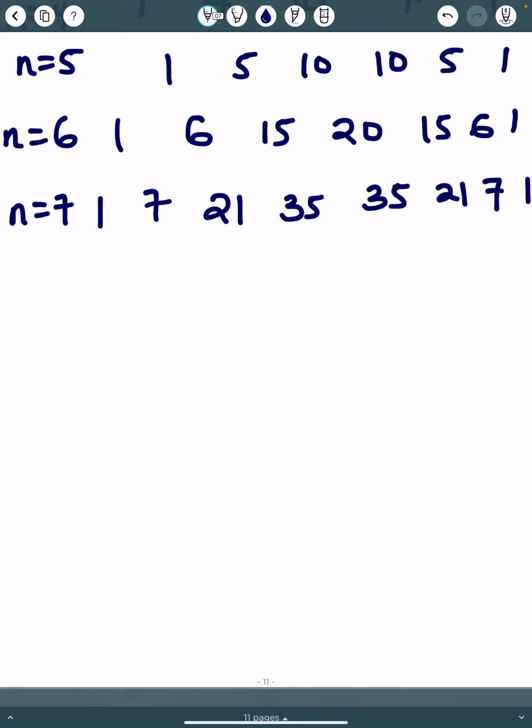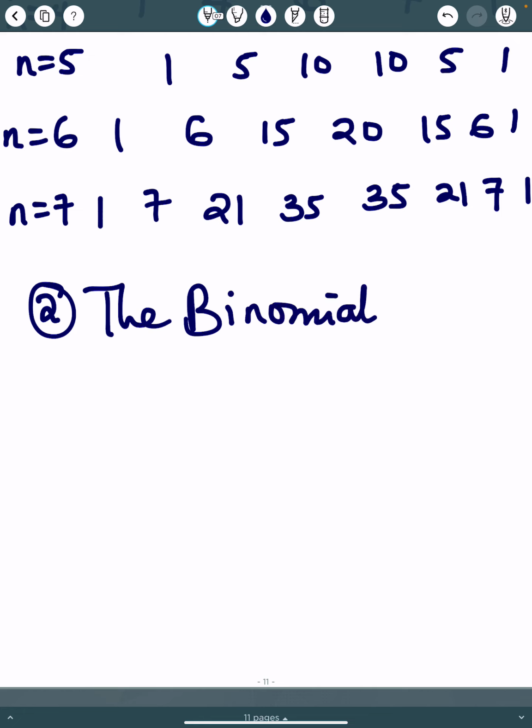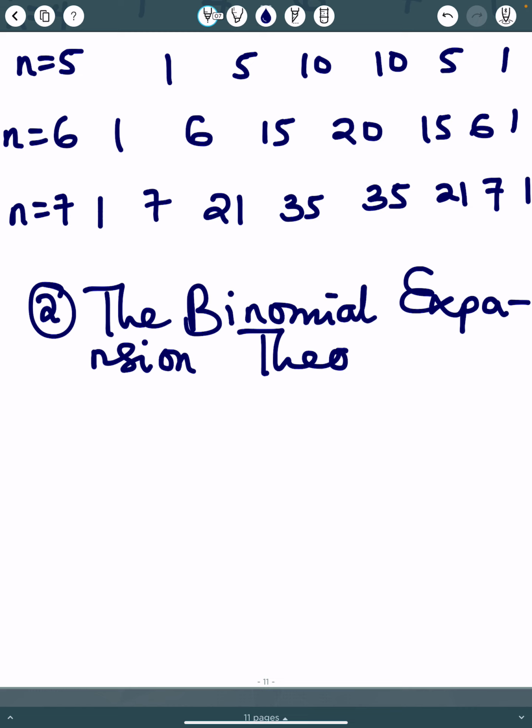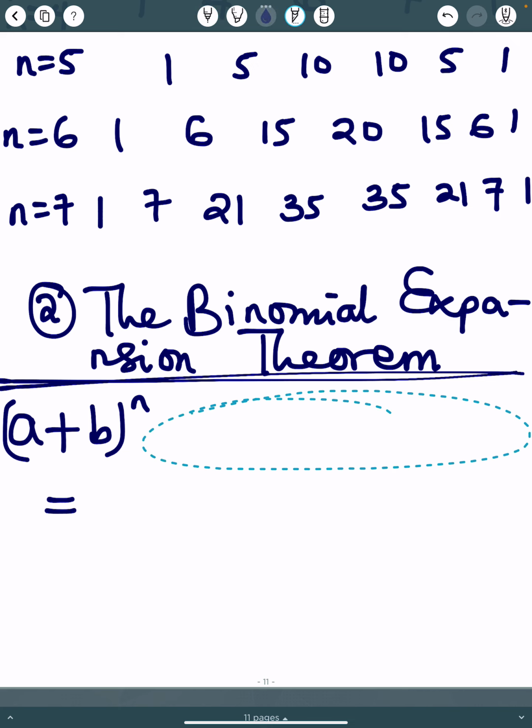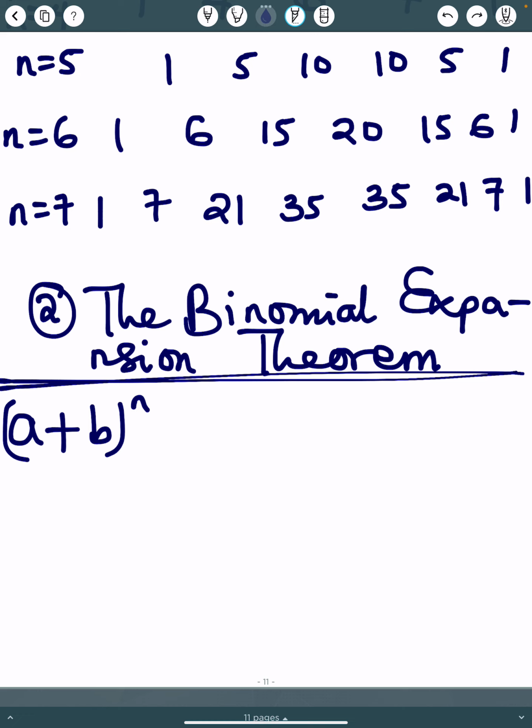Now, 2. Let's go to the binomial expansion theorem. The binomial expansion theorem states that to expand a binomial algebraic expression such as (a plus b) raised to power n, we should use the formula. I'm supposed to write it in front of it, but I'm looking at the space, so let me take a step to the next line. You can write yours in front if you have enough space.